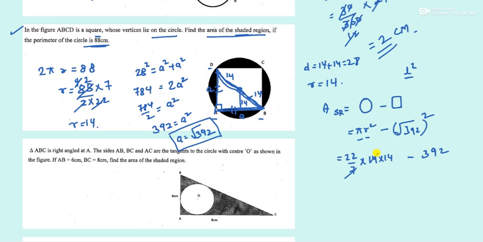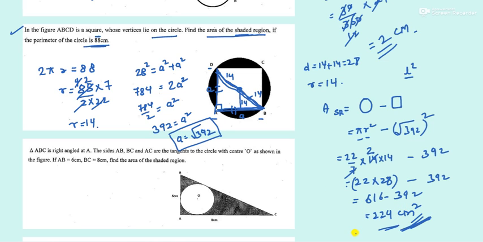So 7 ones are 7, 7 twos are 14, correct? So now 22 into 14 twos are 28 minus 392. This you have to do first. What is 22 into 28? If you solve, you'll get 616 minus 392. If you do, what is the value? It is 224. Since it is area, we can write it in centimeter square. Don't forget to write this. Got it? I hope it's clear.